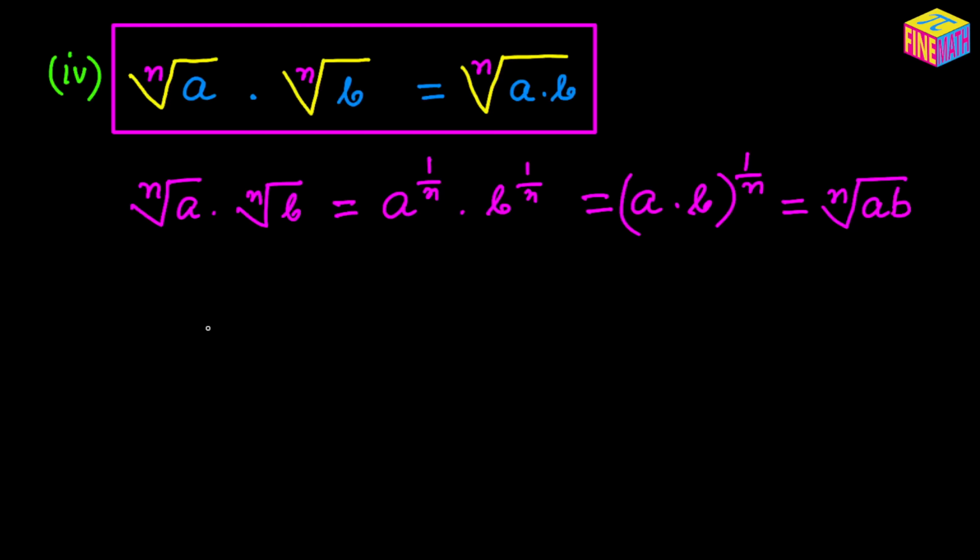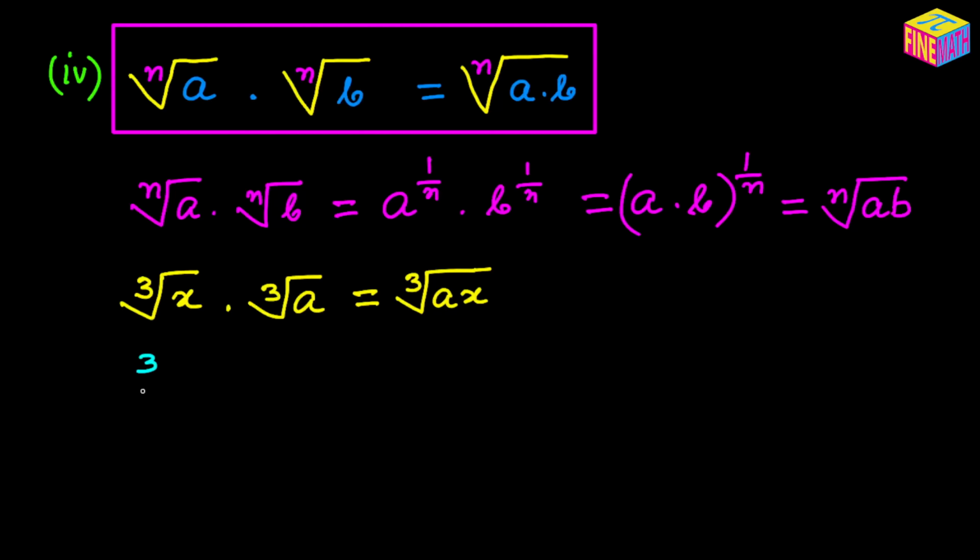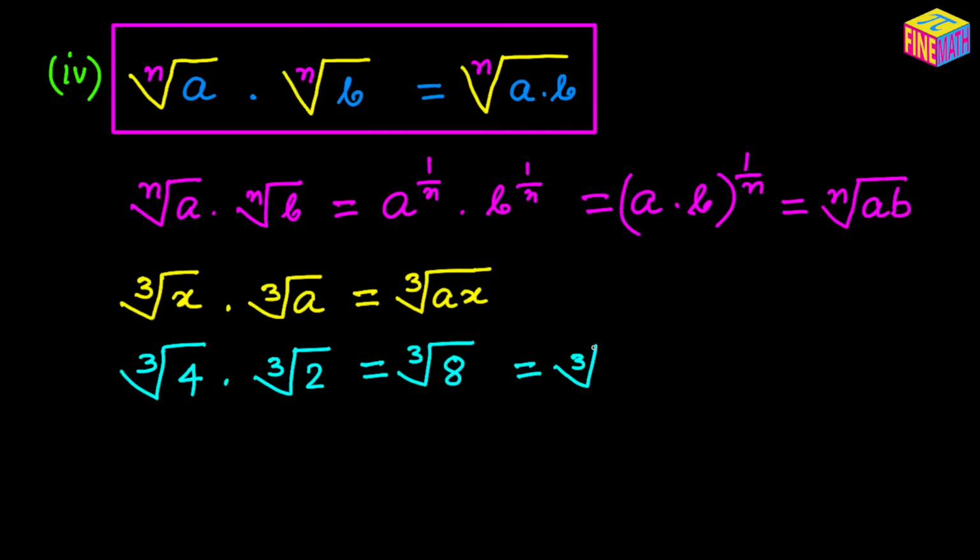So for example, if we have, let's say, cube root of x times cube root of a, we can write it as cube root of ax, or a times x. Let's take another example. Suppose we have cube root of 4 times cube root of 2, so we can write it as cube root of 8, and that will obviously be cube root of 2 cubed, and then this will be equal to 2.